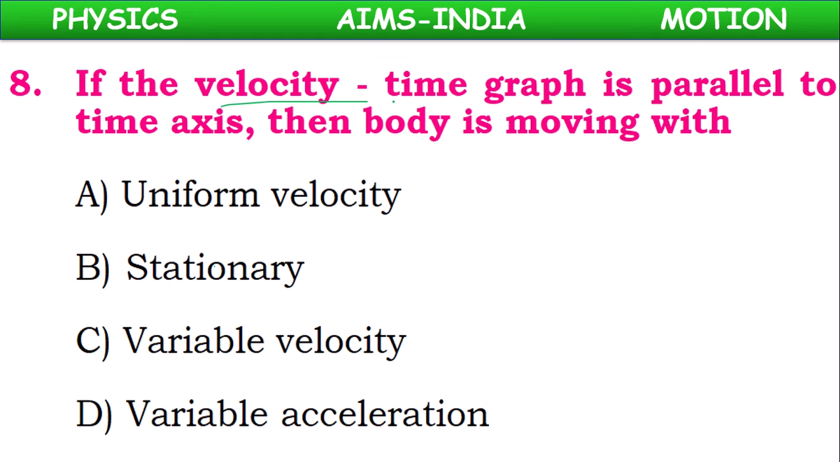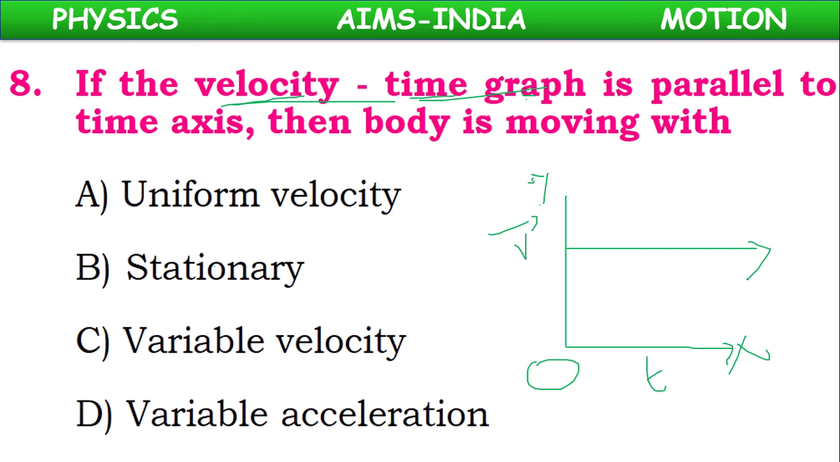Next, the velocity time graph, same as the previous example. Suppose XY are the coordinate axes and O is the origin. On the y-axis we have taken velocity, on the x-axis we have taken time. If the velocity time graph is a straight line parallel to the time axis, after 1 second velocity is 10 meter per second, after 2 seconds velocity is 10, 3 seconds velocity is 10, 4 seconds velocity is 10.